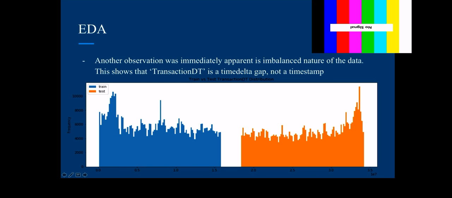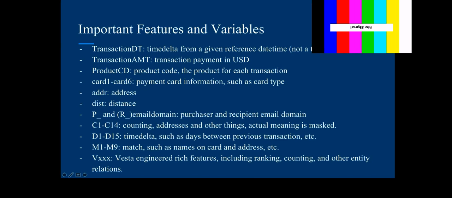There's train on the left and test on the right. One of the things that we found is that train was collected before test. Another thing was that transaction DT is a time delta gap, not a timestamp. At first we thought it was a timestamp because DT, date time, that's what we thought. But it's actually from a date when data first started getting collected, and then it's basically just a time delta from that first date. Every single observation after that is the gap from it.